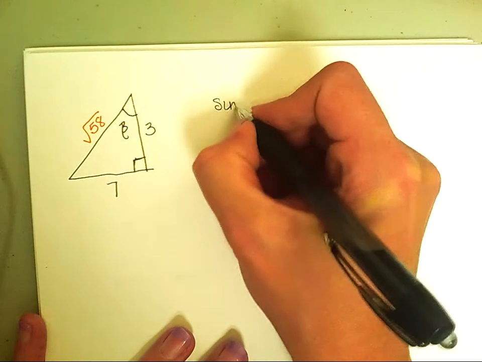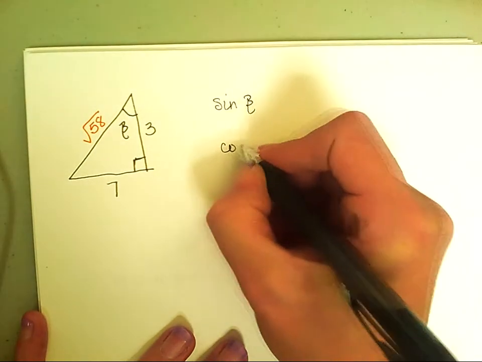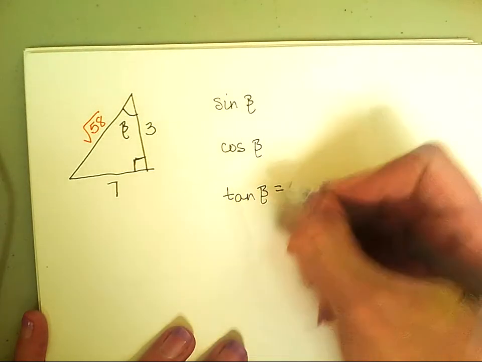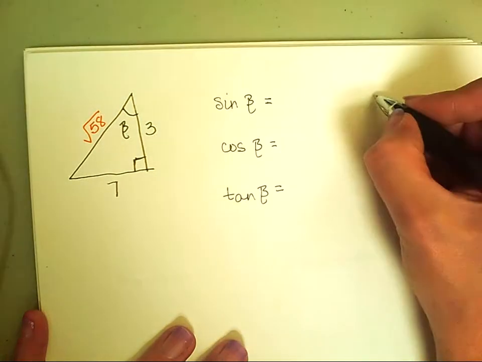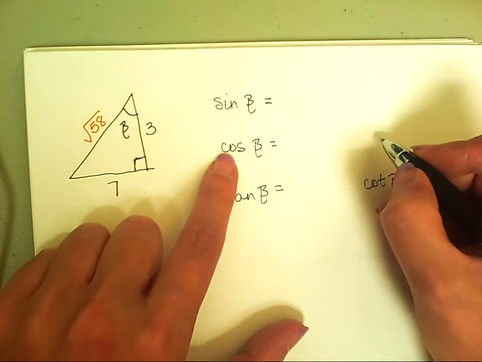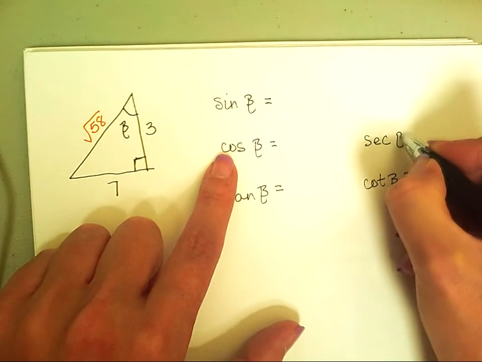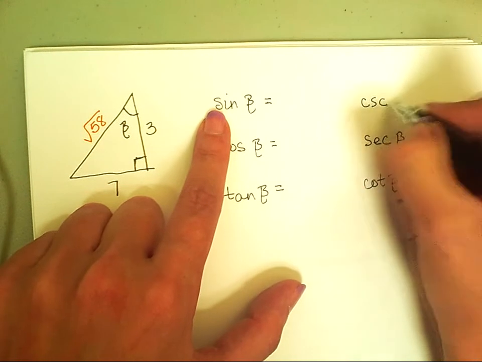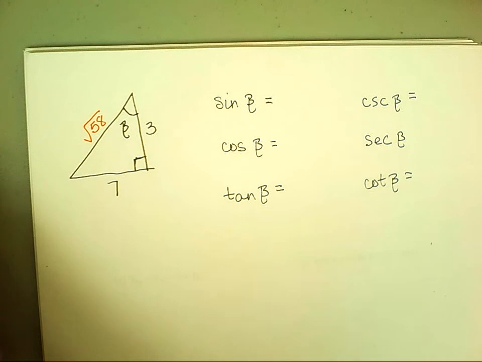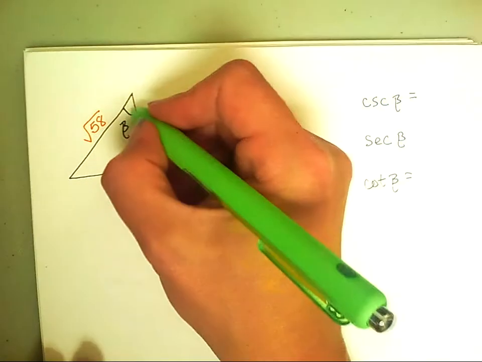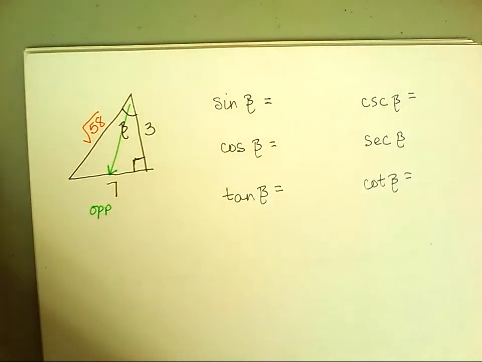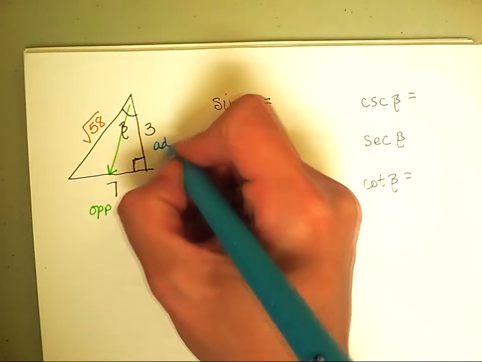We're looking for the sine of beta, the cosine of beta, the tangent of beta, and let's see, this is tangent, so this is cotangent of beta. C, so this is secant of beta. This one's S, so this is the cosecant of beta. Okay. So now when we're looking at this, the opposite side is 7. This is the opposite, while this side now is the adjacent.